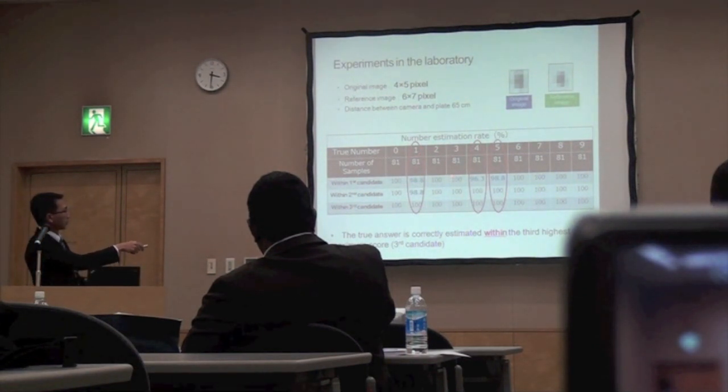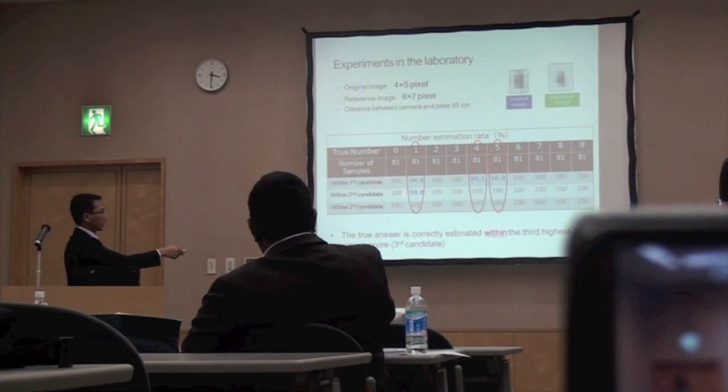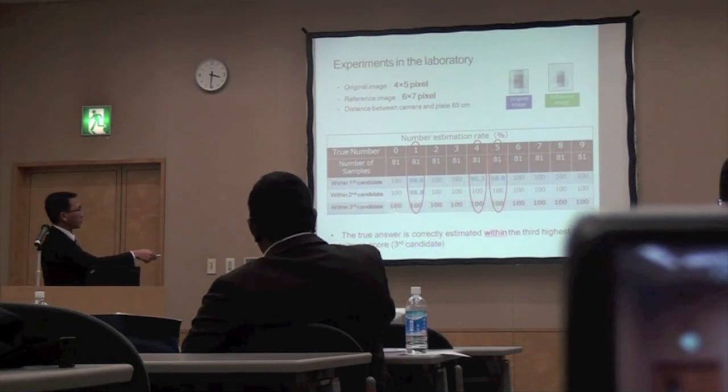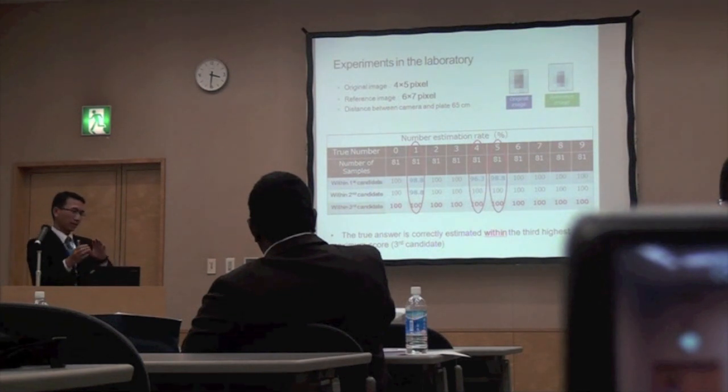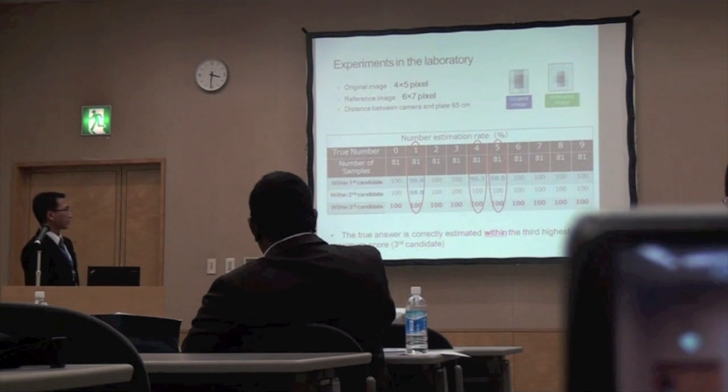For character 1, we can improve the accuracy within the third candidate. It means that the true answer is located within the third or second or first maximum NCC value. The true answer is correctly estimated within the third highest maximum score, or within the third candidate.